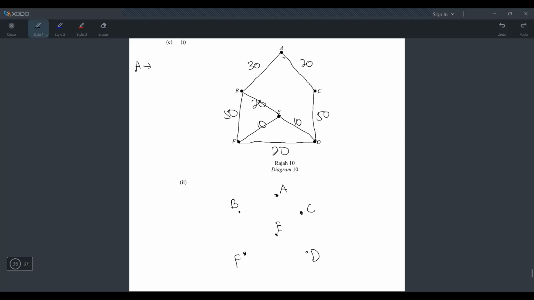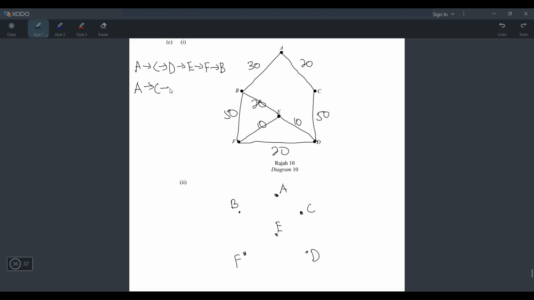If we start from A, we can go to C, and then we can go to D, E, F, B. A, C, D, E, F, B, then we pass through all the venues. But is that the shortest? We don't know yet, that's why we have to write down all the routes.